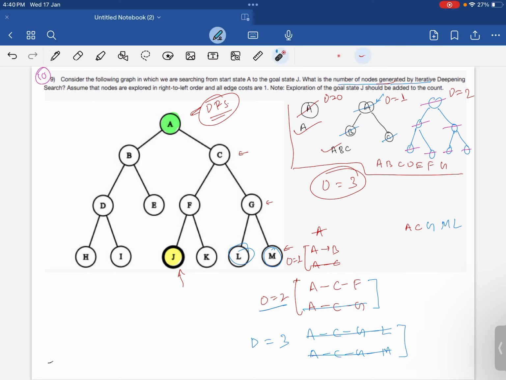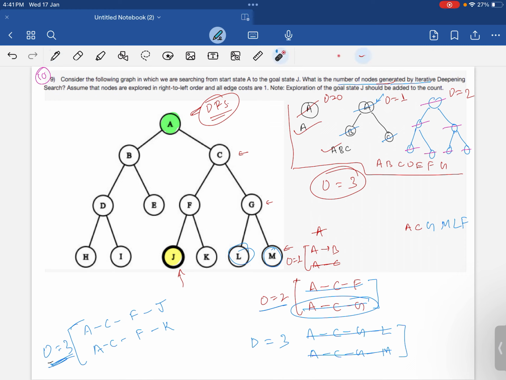Now again I look at my fringe. In my fringe, this is the only node that needs to be explored. So I am going to explore F. F will be there, and I write all the successors of this: A to C to F, and the successors of F are A to C to F to J and A to C to F to K. This will be at depth 3, because F was explored at depth 2.